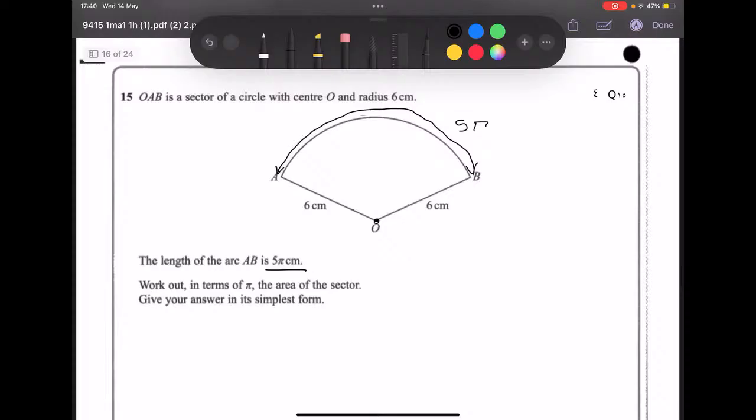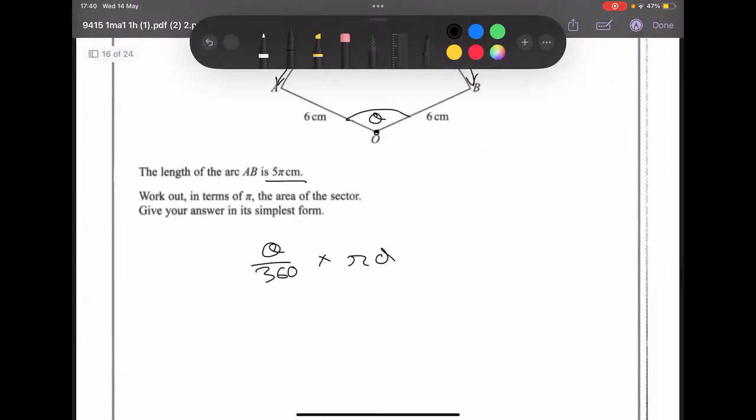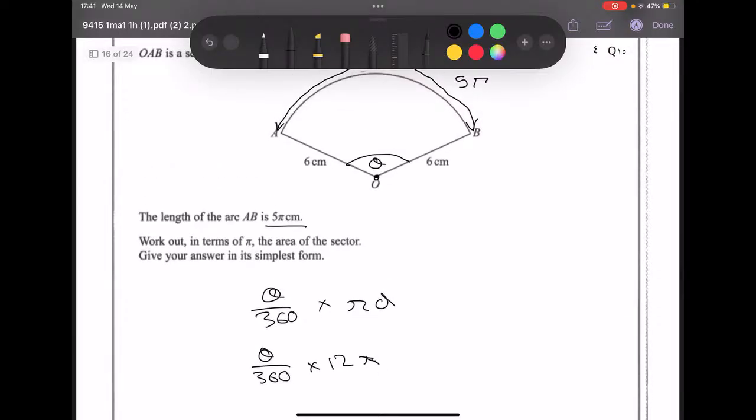Now, as we know, the length of an arc is the angle theta over 360 times pi d. In this case, pi d would be 12 pi, as the radius is 6 and the diameter would be 12. This would give us 12 theta over 360 pi.